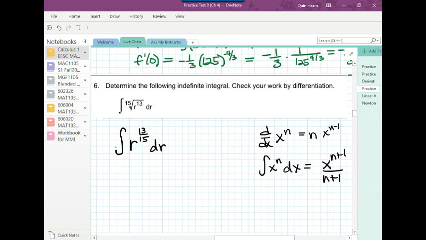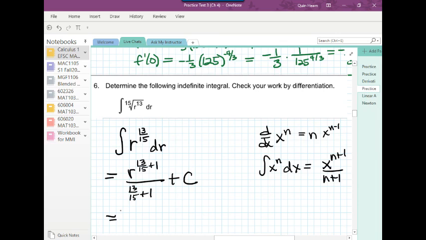All right, next we're going to do number 6. And it says determine the following indefinite integral. Check your work by differentiating. So this is integration, which is reversing the process of taking the derivative. Whenever you see that you have a radical in an integral or derivative situation, you want to rewrite it as a power. So we're going to take the integral of r to the 13/15 dr, and that way you can address it as a power rule.